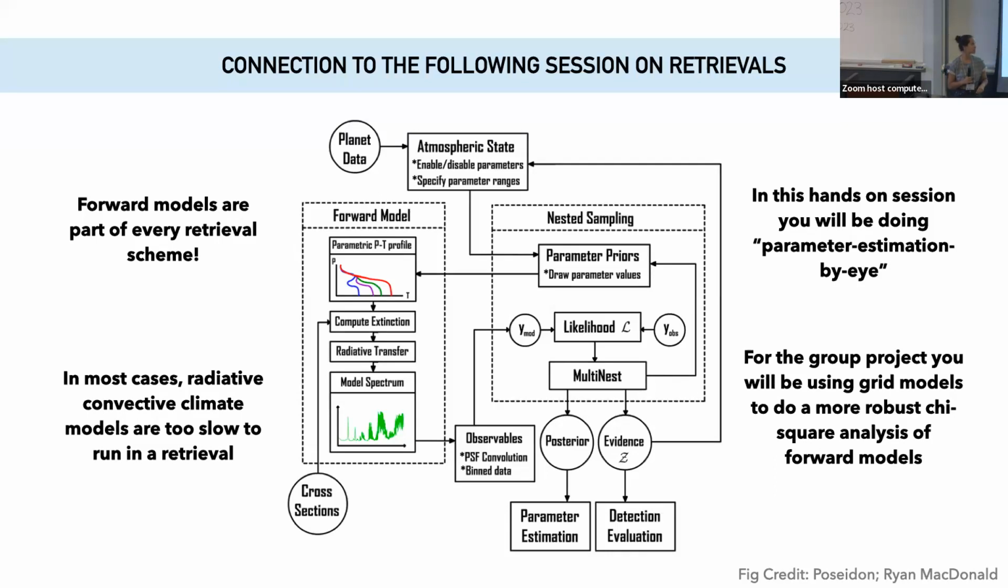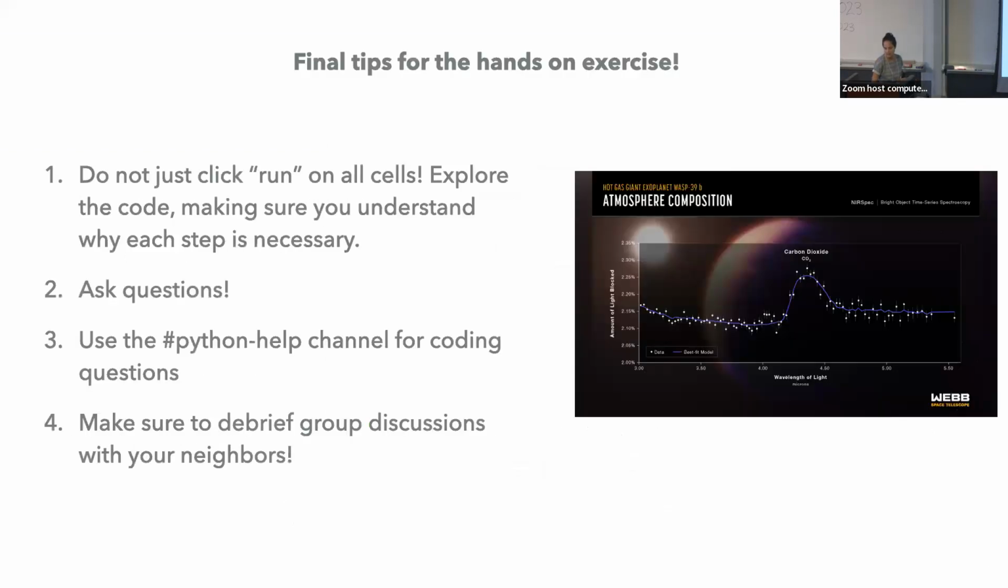In this hands-on session, you're really going to be doing this parameter estimation by eye, just going through the motions of trying to fit the data by toggling different model outputs and modules. And then in Paul's session, you're going to be doing that robustly and trying to figure out, when you let parameter estimation operate on its own, how you are able to make inferences about the data. And then for the group project, you're going to be using grid models to do a more robust chi-squared analysis of a large grid of forward models. And I think that is all I have.